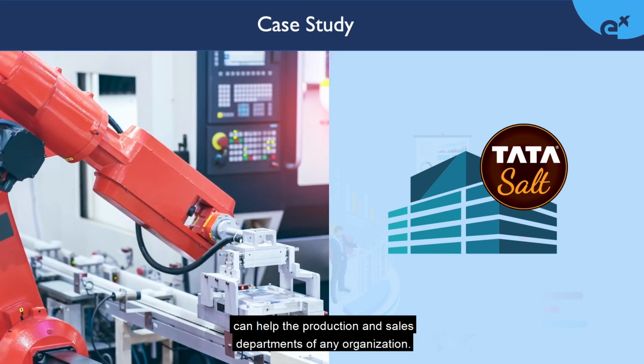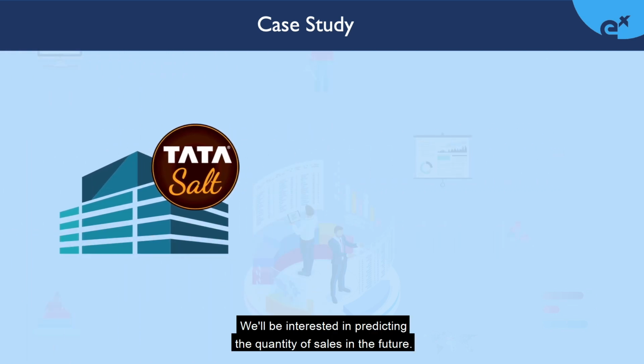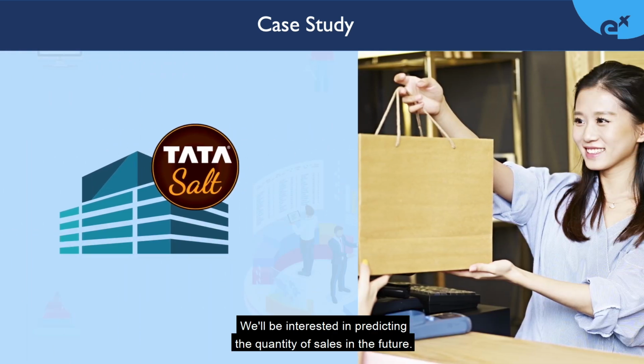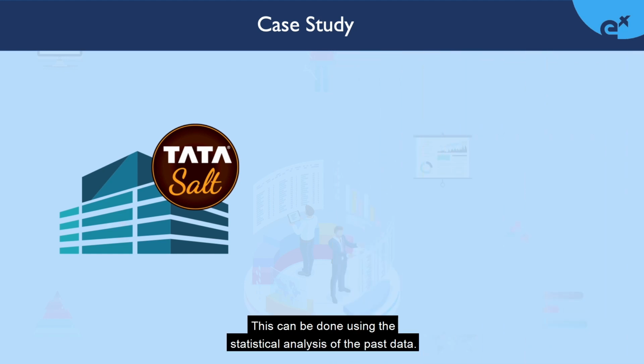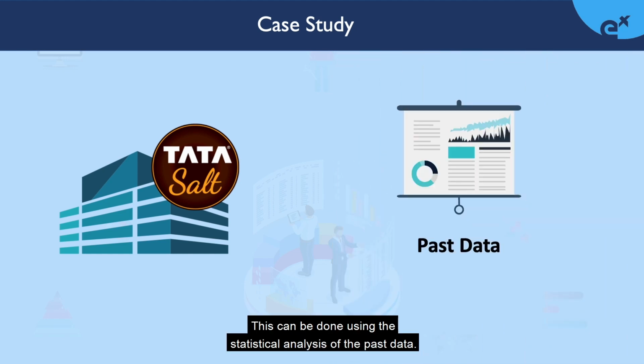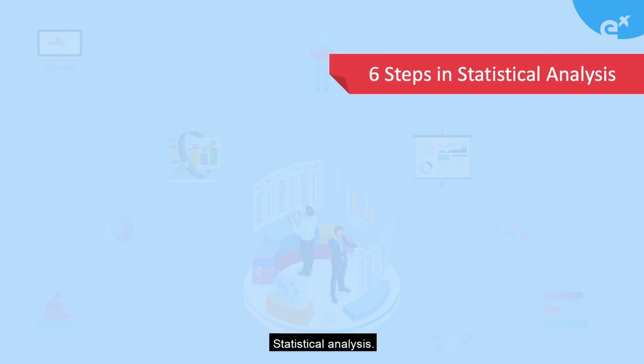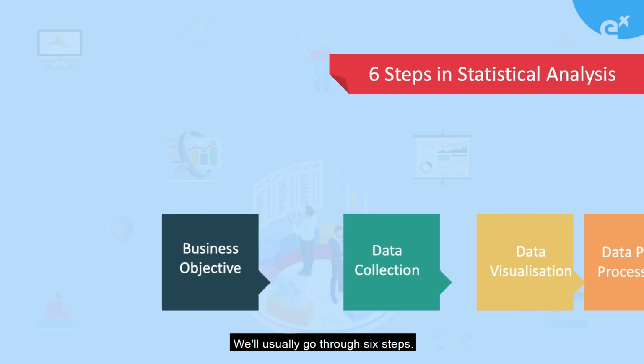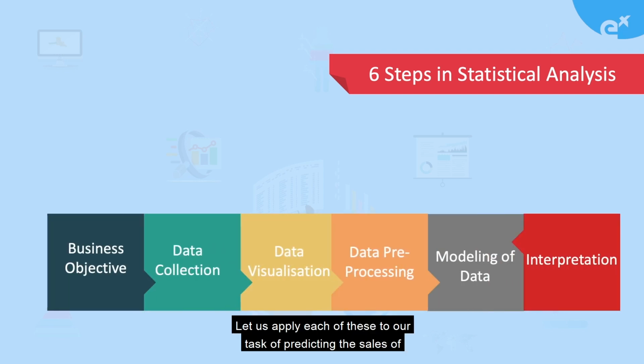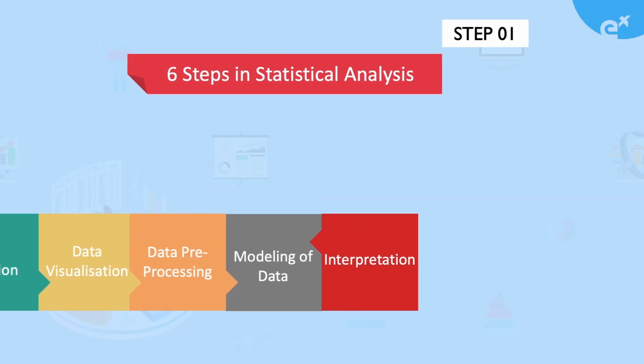The production and sales departments of any organization will be interested in predicting the quantity of sales in the future. This can be done using the statistical analysis of the past data. We can do that using statistical analysis. A statistical analysis will usually go through 6 steps. Let us apply each of these to our task of predicting the sales of salt packets for December 2020.